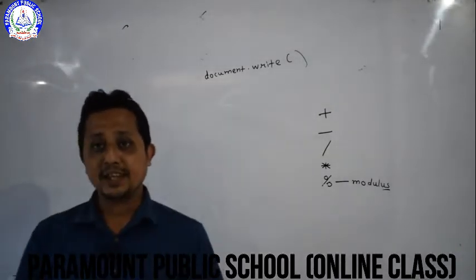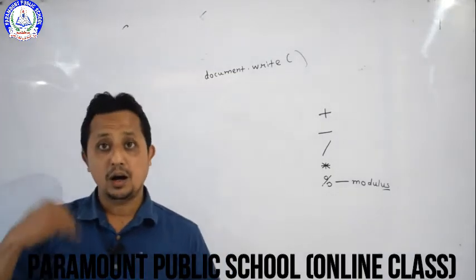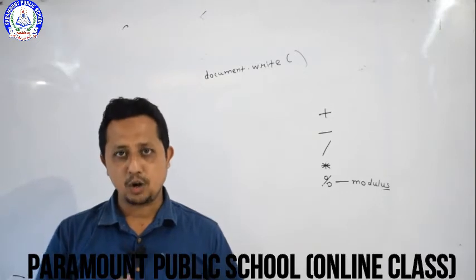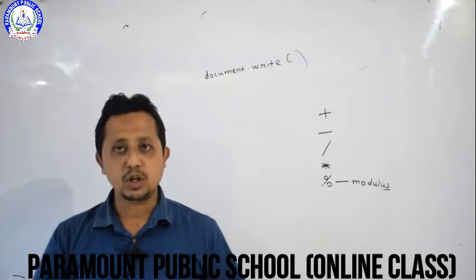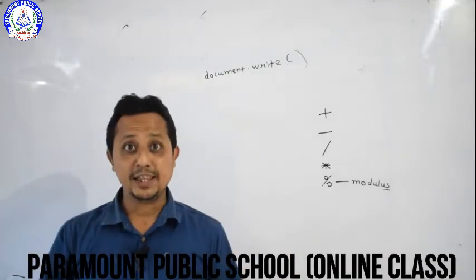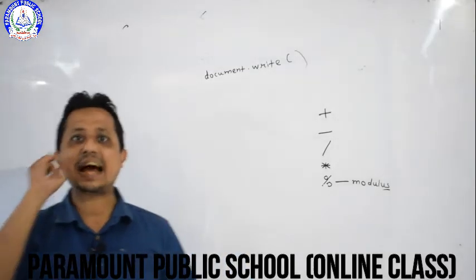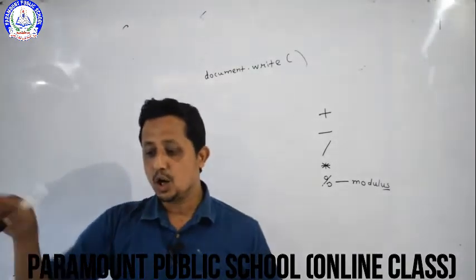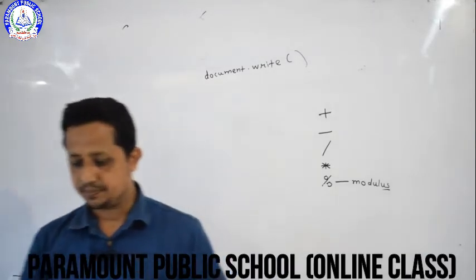Then arithmetic operator precedence. You may have heard of the formula BODMAS. This procedure is also used in JavaScript for arithmetic operator precedence. The parenthesis, the bracket, has the highest priority. Then we have multiplication, division, modulus, and third preference is addition and subtraction.